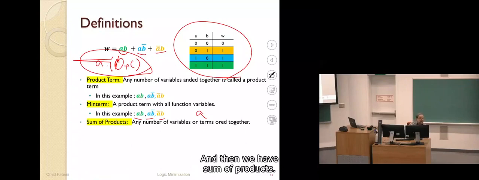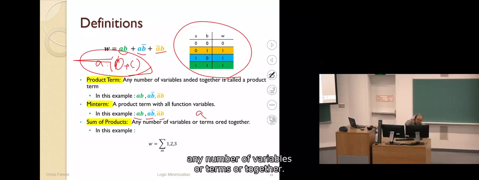And then we have sum of products. We talked about sum of products before. For sum of products, we go to the truth table, we select all the rows that have an output of 1, and then we make a sum of products of these rows. Each row corresponds to a min term, and when you OR the min terms together, you have a sum of products. So a sum of products is any number of product terms ORed together.